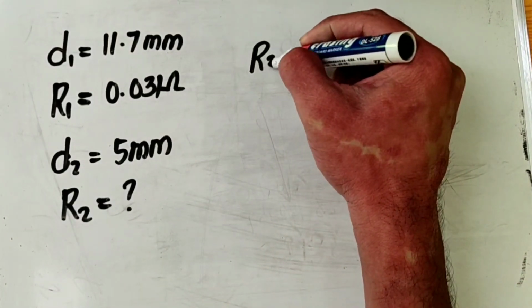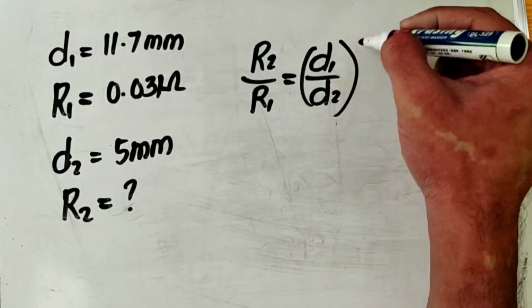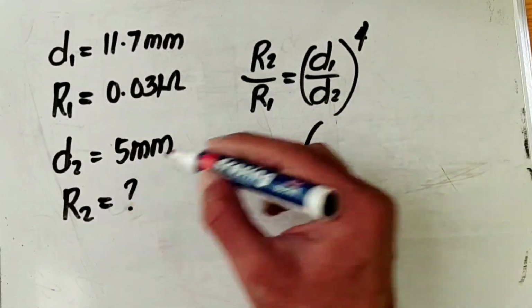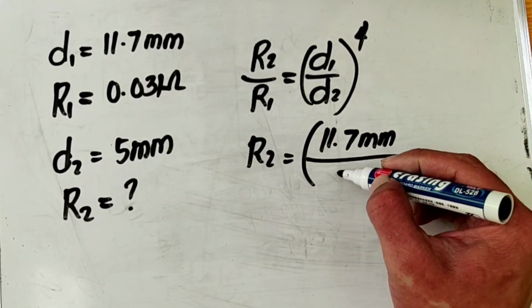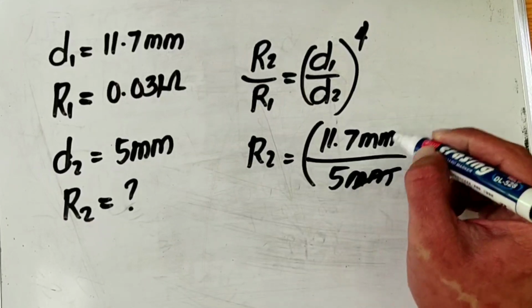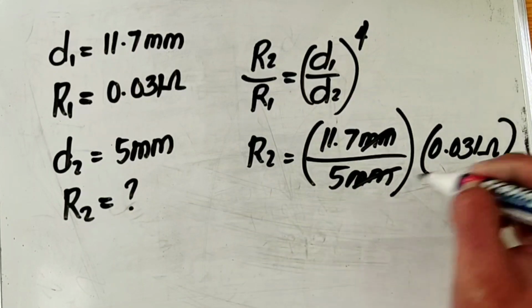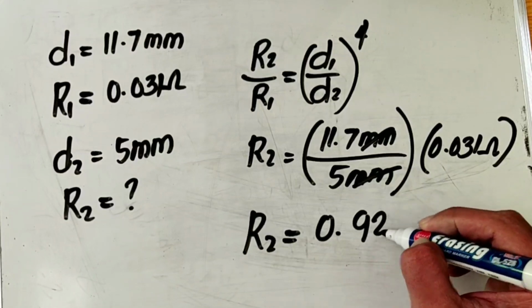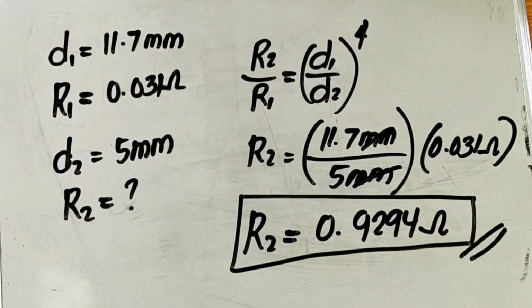So, again, what is the formula that we're going to use? R2 over R1 is equal to D1 over D2 to the fourth power. So, that will become R2 is equal to D1. No need to convert from millimeter to meter kasi makakancel lang din po. D2 is 5 millimeters. Cancel. And then R1 is 0.031 ohms. So, we'll be having a value of the resistor which is equal to 0.9294 ohms upon using our calculator. So, this is the answer. So, yan naman kapag drawing process.